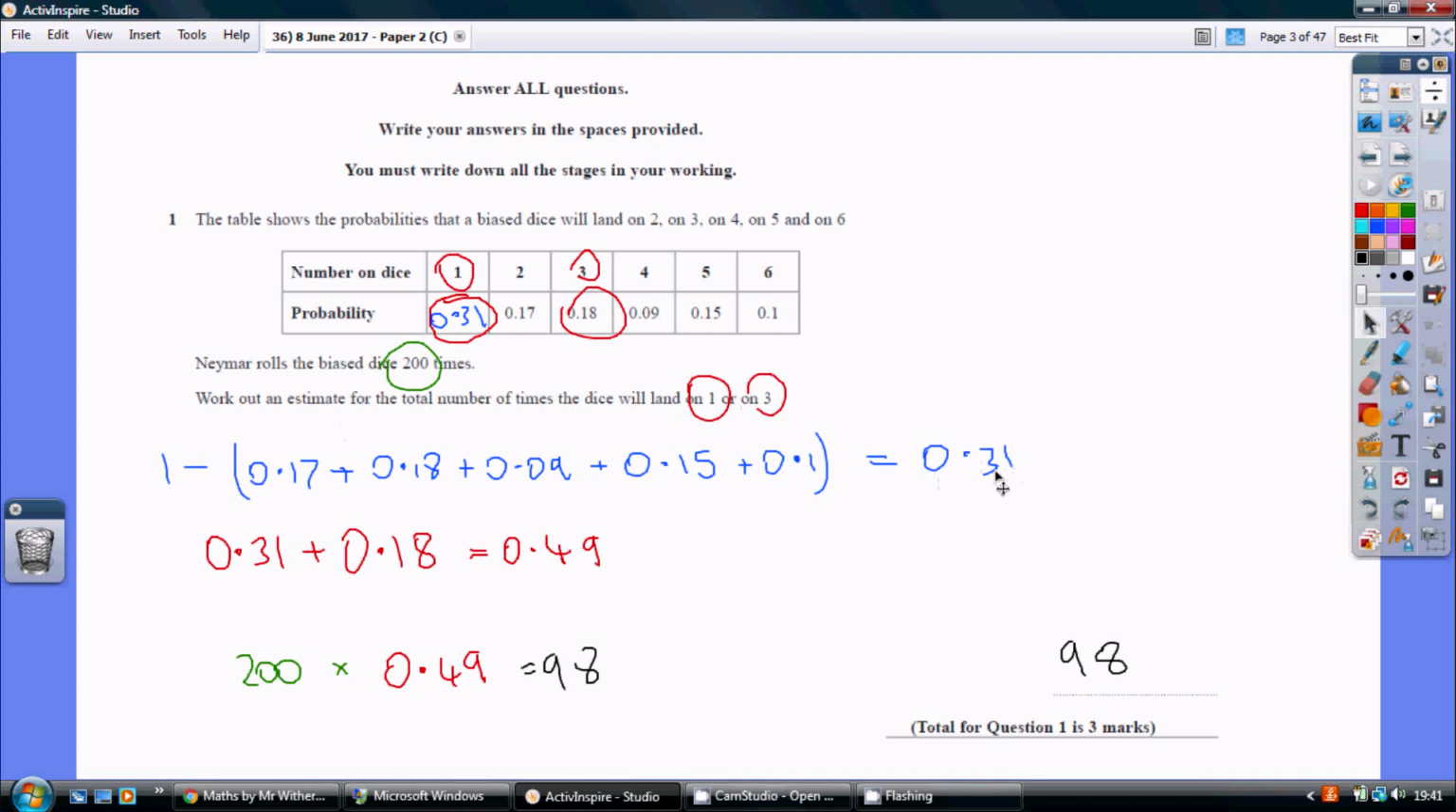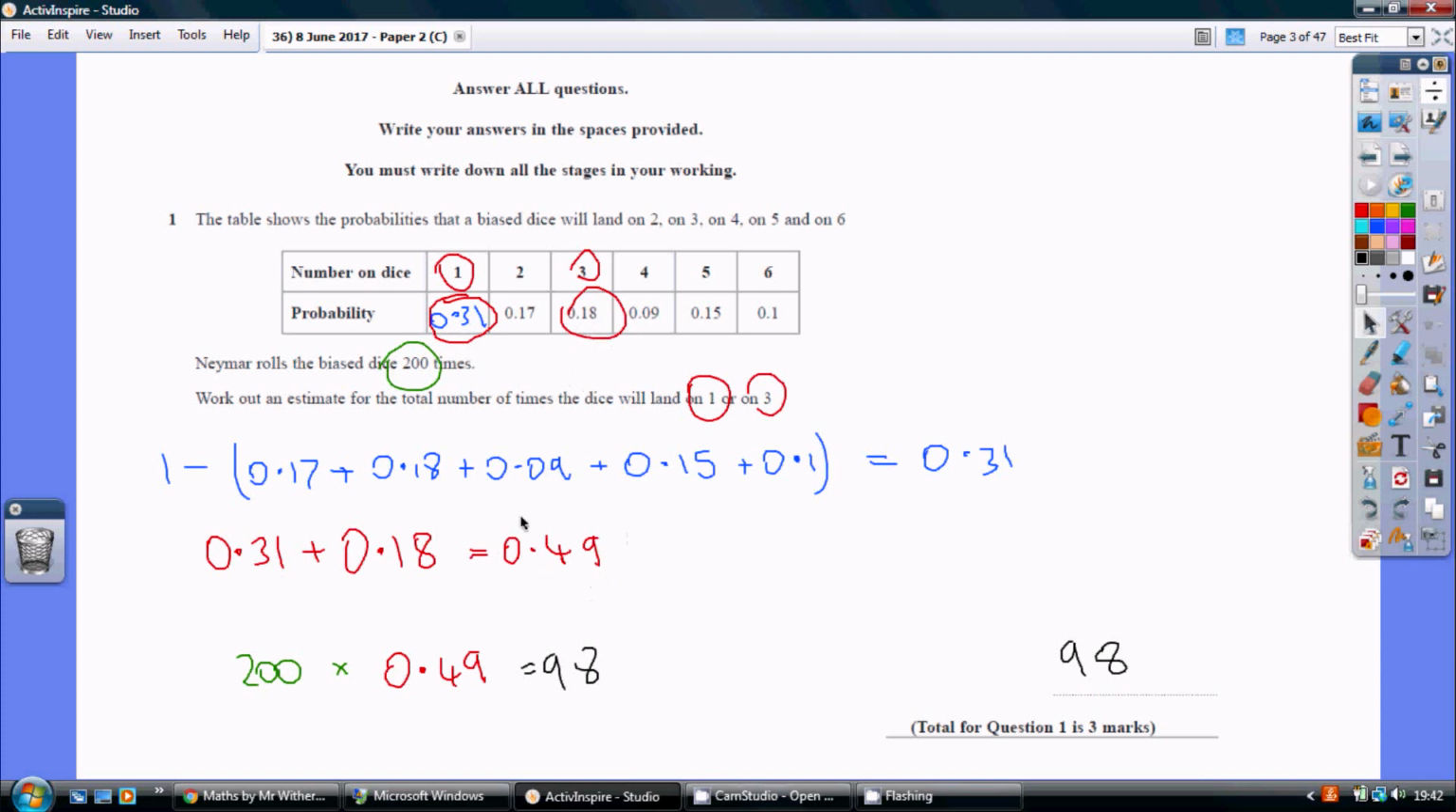So that's the probability of throwing a number 1. Now we're being asked to work out something to do with when you throw either the number 1 or the number 3. So the probability when you throw one dice of throwing a number 1 or a number 3 is these two probabilities added together. So that's 0.31 add 0.18, which is 0.49.